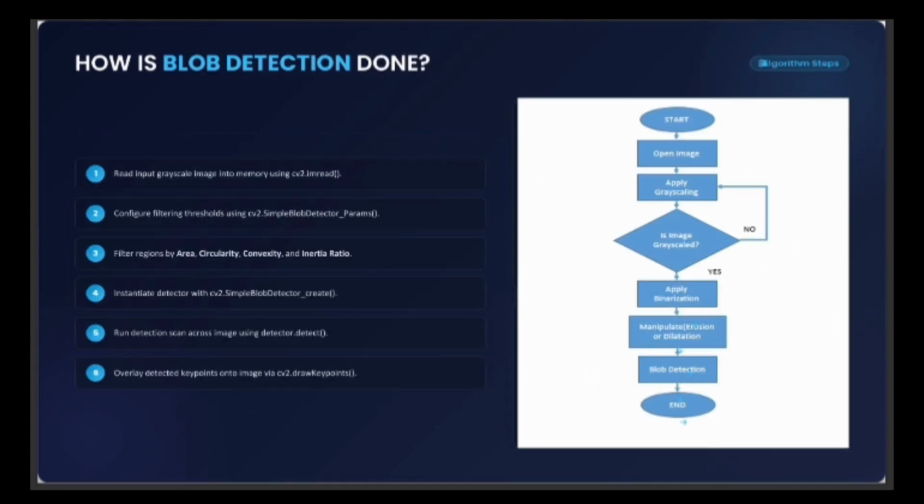Now let's move on to blob detection. A blob is a connected region of pixels that has similar brightness or intensity. First, we load the image in grayscale, then we create the SimpleBlobDetector parameters and set filters such as area, circularity, convexity, and inertia ratio. After configuring these parameters, we create the detector and scan the image to identify the blobs. Finally, drawKeypoints marks every detected blob with a circle, showing both its location and approximate size.